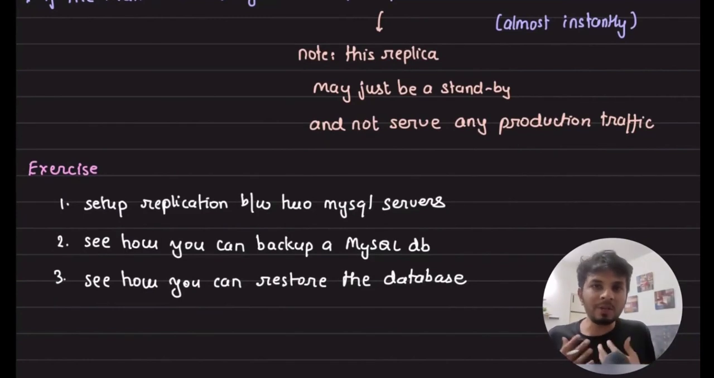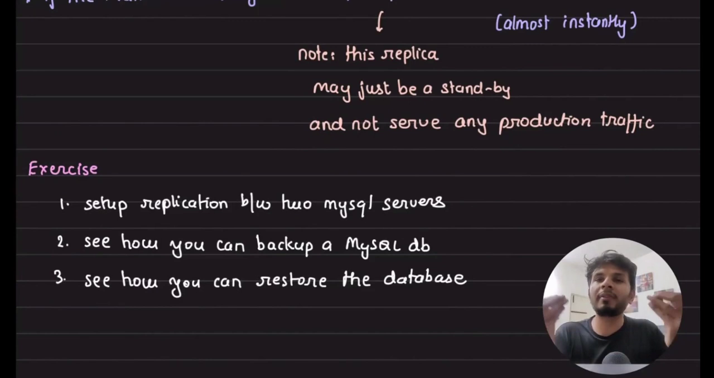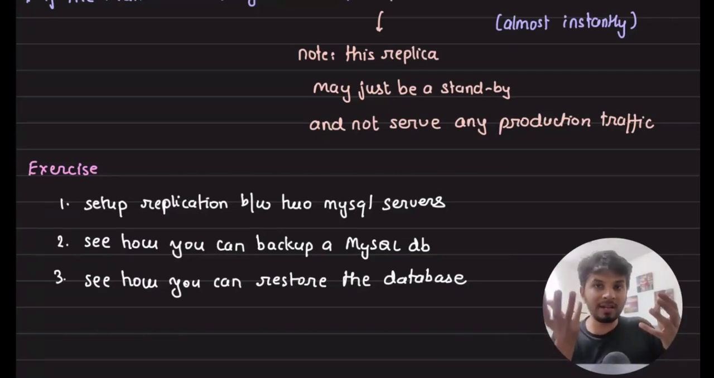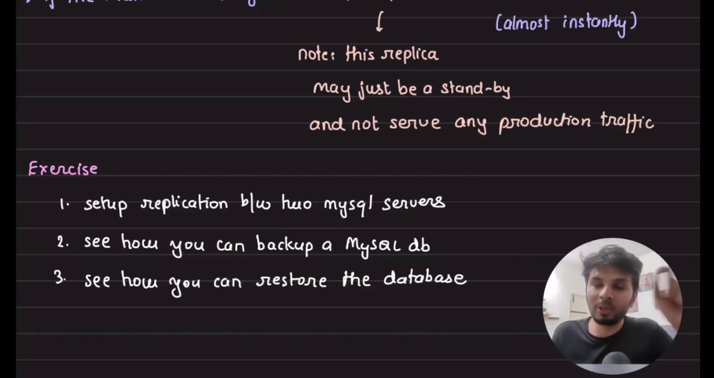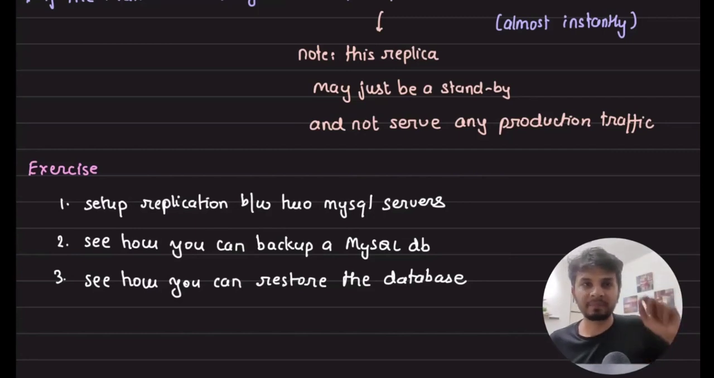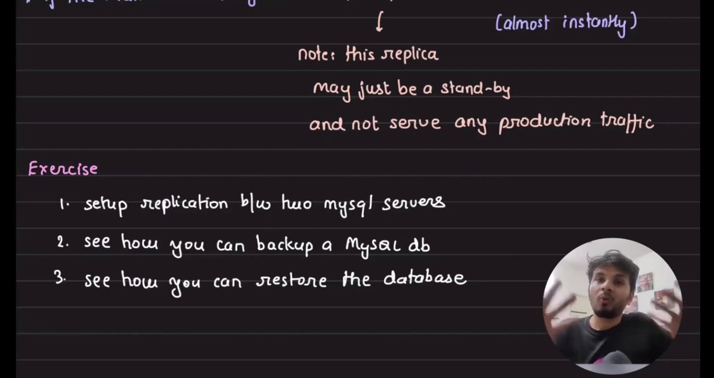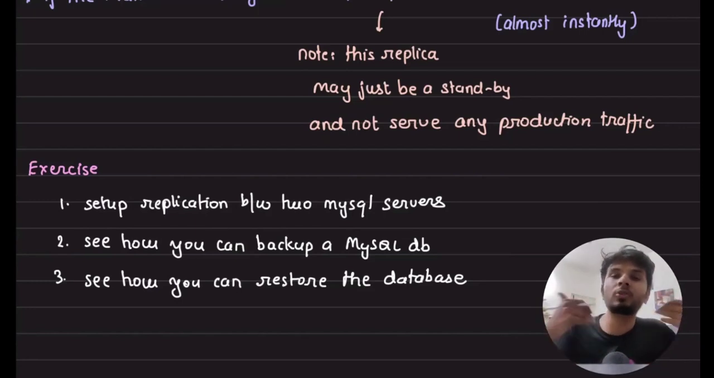Okay. Now, as part of the exercise, what I want all of you to do is set up replication between two MySQL servers. That's it. You need to know how to configure, how to spin up one database, spin up another database, and make the other database follow the first database. You make a write, you see the write happening on the other database automatically. Do that. Set up that asynchronous replication. Second, see how you can back up a MySQL DB. Third, from that backup, see how you can restore the database.